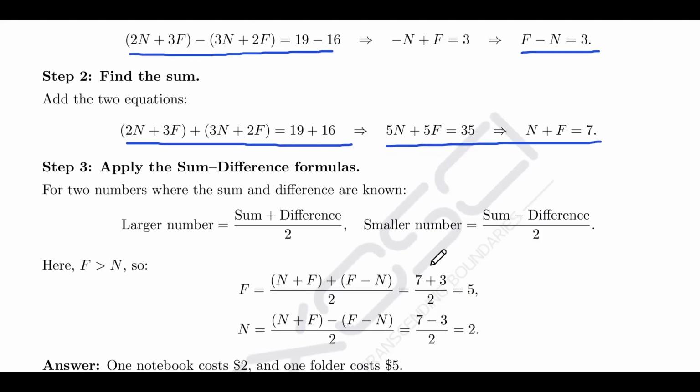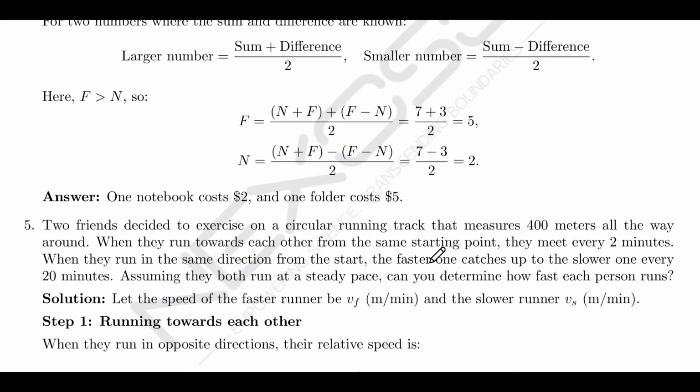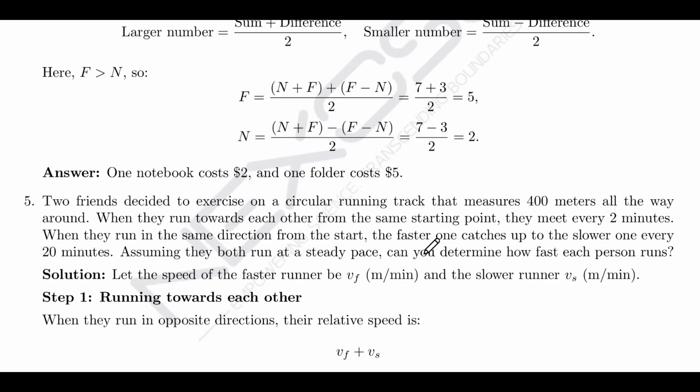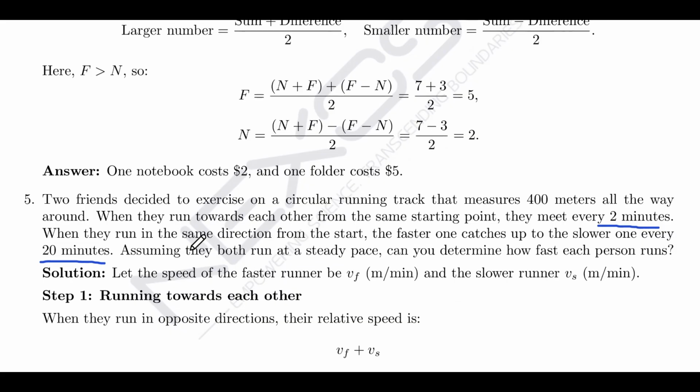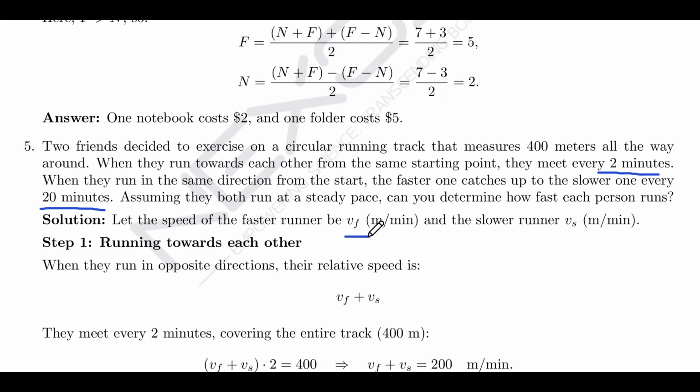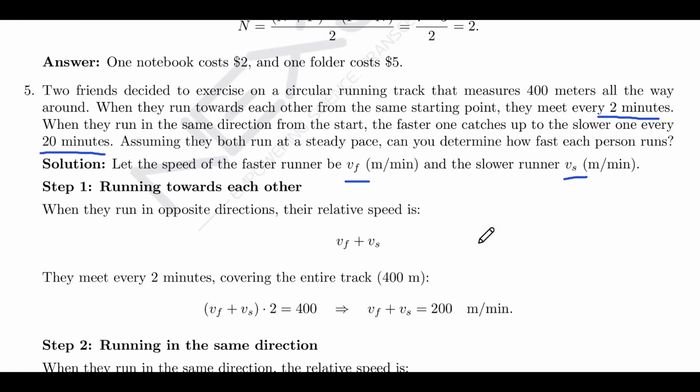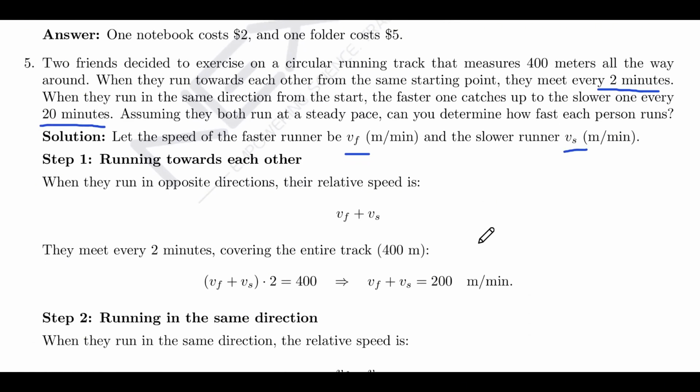Finally, the running track example. The circular track is 400 meters. When the two friends run toward each other from the same starting point, they meet every 2 minutes. When they run in the same direction, the faster catches the slower every 20 minutes. Let the faster runner's speed be v sub f and the slower runner's speed be v sub s. Let's treat the first unknown as the faster speed and the second unknown as the slower speed.